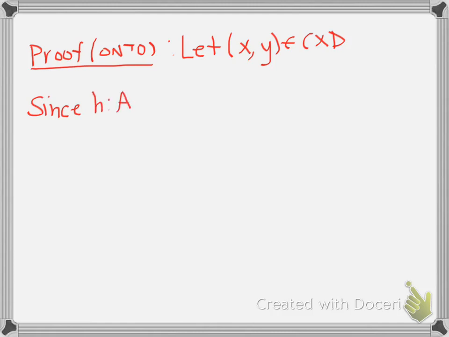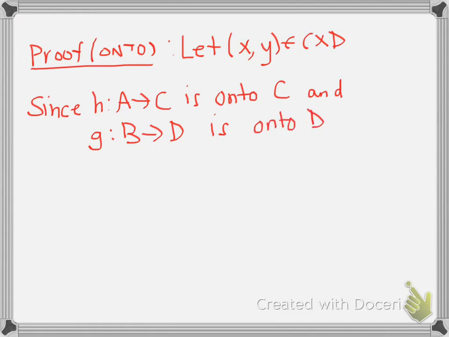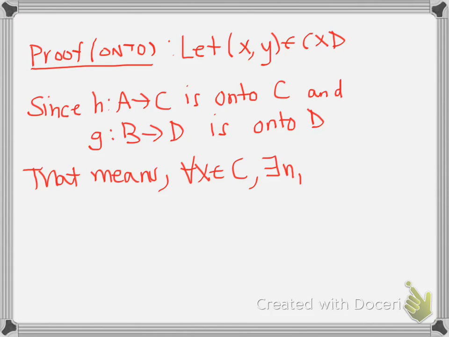So since H from A to C is onto C, and G from B to D is onto D, that means, okay, for every X in C, there exists an N sub 1 in A, such that H of N sub 1 equals X. Okay, and that's just from the definition of being onto, right? And so that's looking at the H function.